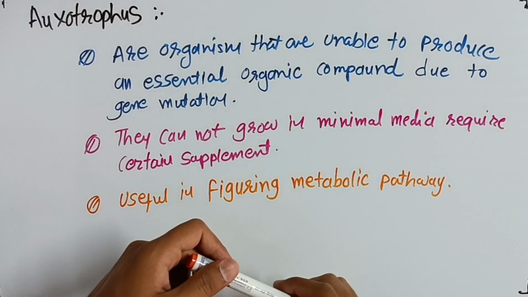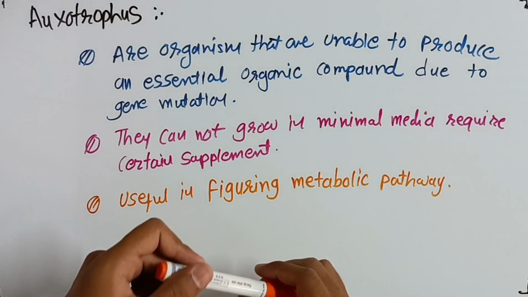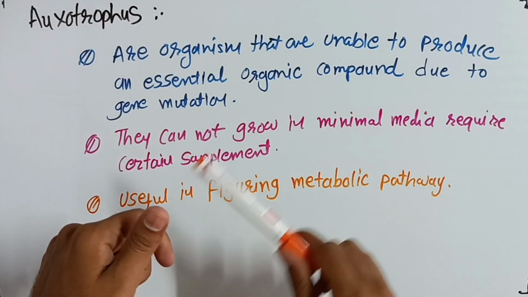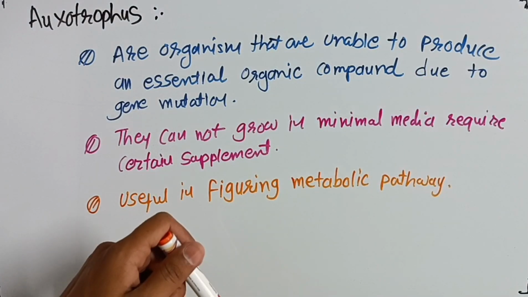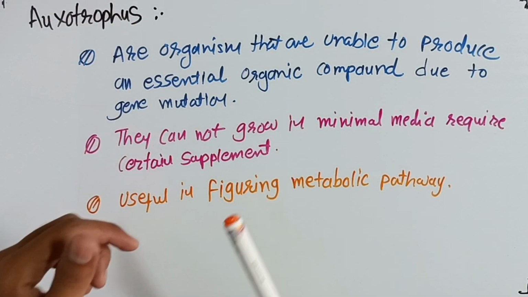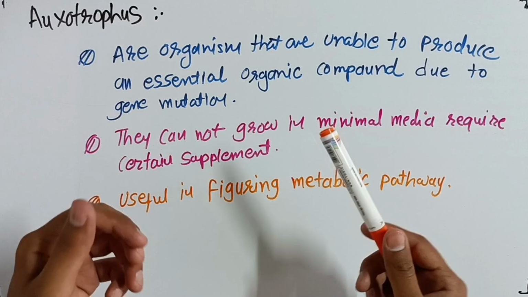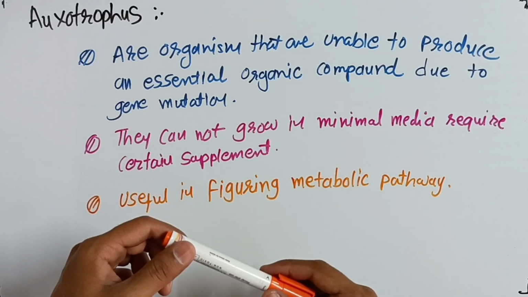So let us start first. Auxotrophs. What do you mean by auxotrophs? These are the organisms that are unable to produce an essential organic compound due to gene mutation. Due to a specific gene mutation, they are unable to produce the essential organic compound for growing.